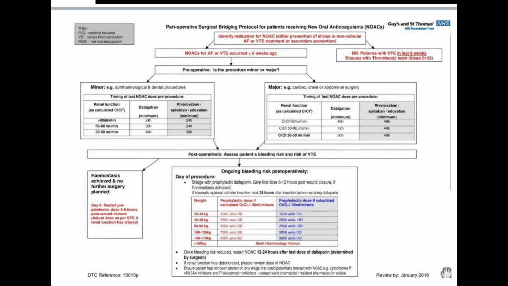Okay, so coming to that chart, you just follow the chart with the information you have from the patient, and then you see what we need to do. So first of all, identify the indication for the new oral anticoagulant. It was prevention of stroke in non-valvular AF or VTE treatment.